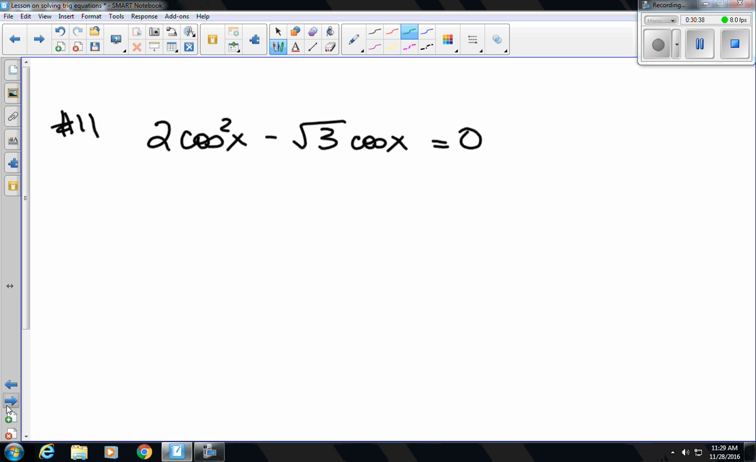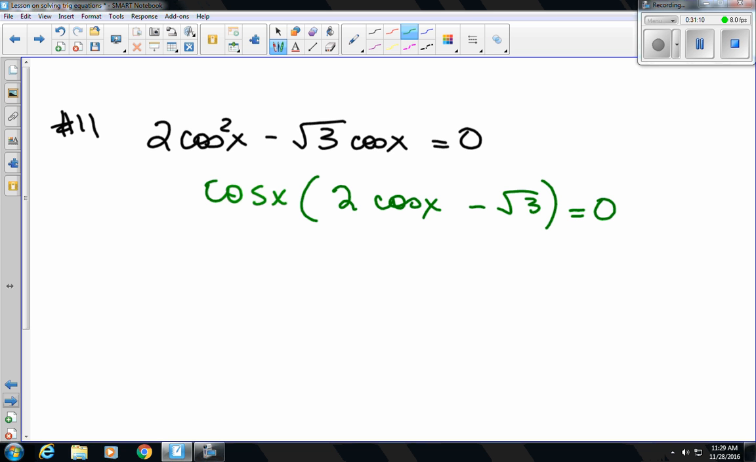And if I'm looking at this algebraically, when I see two terms that have something in common, what would I do? Wouldn't I factor it out? So what do you want to factor out? Okay. So cosine of x. Cosine of x, now what? 2x. So 2 cosine of x, right? If I'm doing this in terms of trig, minus root 3 equals 0.